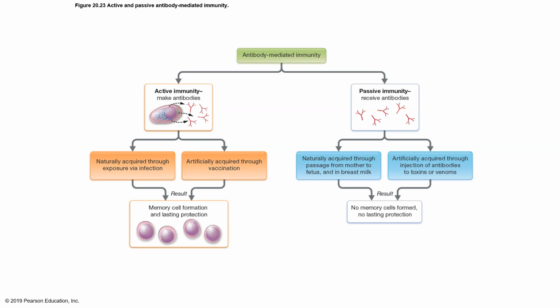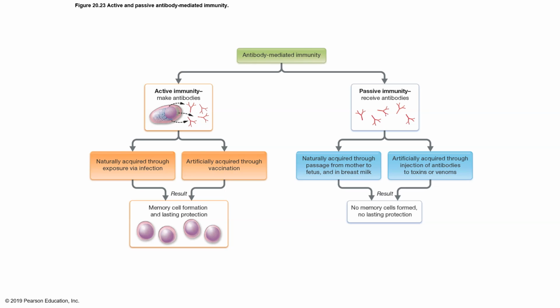Active immunity is when you make the antibodies to the antigen. It can be either naturally acquired through exposure, just from an infection, where you're exposed to somebody that has the antigen or the virus, or it can be artificially acquired through vaccination, like when you get a vaccination for H flu. In this case, you always have memory cell formation, so therefore you have lasting immunity, lasting protection.